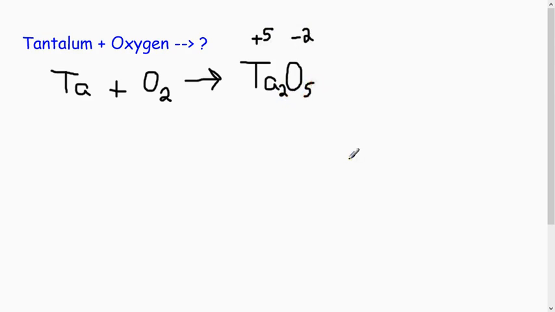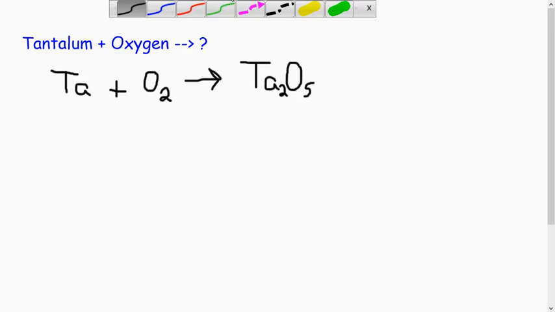Always double check after you crisscross to see if the subscripts can reduce. 2 and 5 can't reduce, so those will be the subscripts. So I can get rid of those charges because I'm done with that. That helped me figure out what the subscripts were. But now I need to balance this equation. Both the tantalums and the oxygens are not balanced right now.